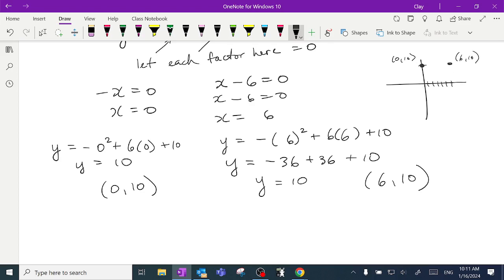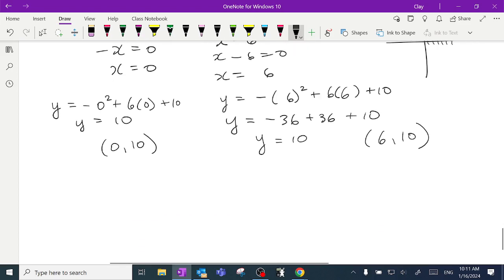What do I know about the parabola? The parabola must have a vertex exactly in the middle. So the x-coordinate of the vertex, also known as the axis of symmetry, would be halfway between 0 and 6. Now again, that's an easy one. Halfway between 0 and 6 is obviously 3.